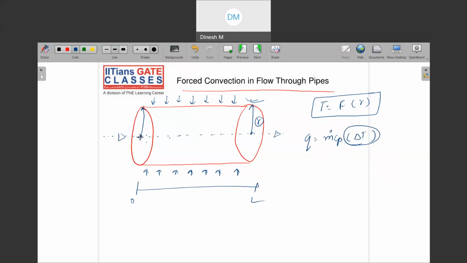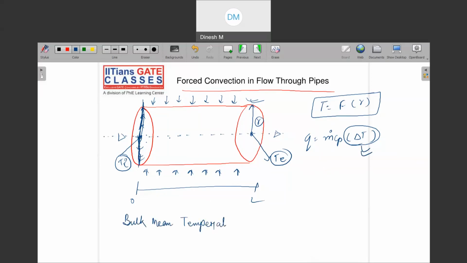Delta T means T at entry and T at exit. But what temperature will you take? Because everywhere along the radial direction your temperature is changing. Then you will have to find out the bulk mean temperature at every cross section. Only then can you find out what temperature to take in this delta T. So my job now is to find out what the bulk mean temperature is.